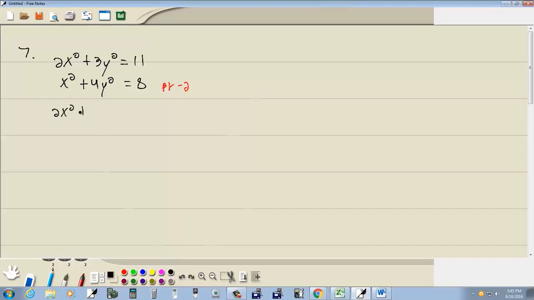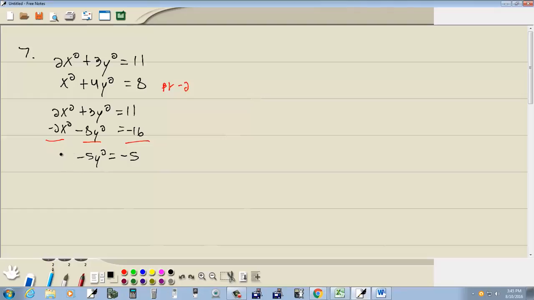So I got 2x squared plus 3y squared is equal to 11. Negative 2 times x squared is negative 2x squared. Negative 2 times 4 is negative 8y squared. Negative 2 times 8 is negative 16. And let me add these. 2x squared minus 2x squared drops away. It's eliminated. 3y squared minus 8y squared is negative 5y squared. 11 minus 16 is negative 5. And we achieved our goal.